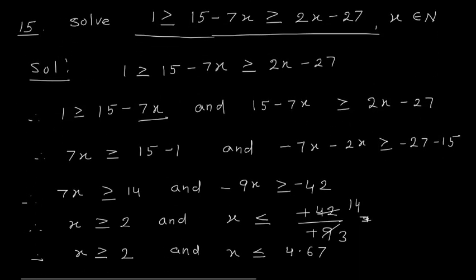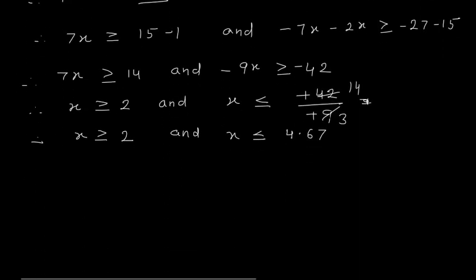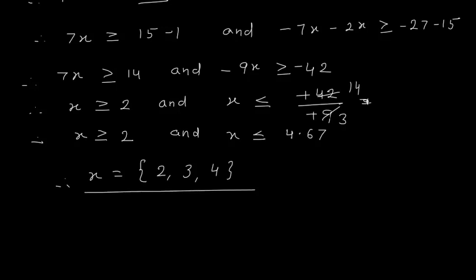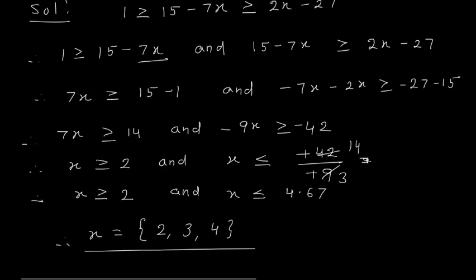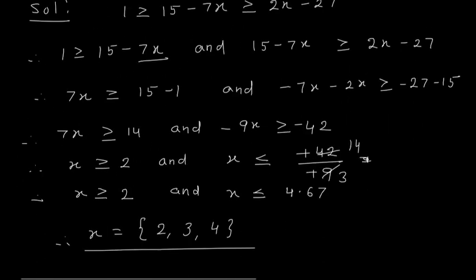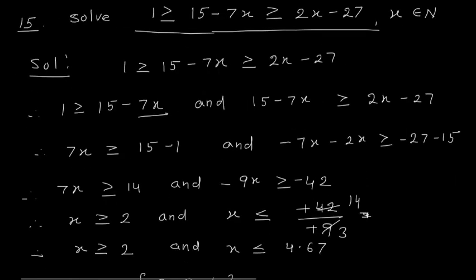In the problem it is given that x is a natural number, so x is greater than or equal to 2 and less than or equal to 4.67. So I have the values of x as 2, 3 and 4. So 2, 3 and 4 are the possible values of x. So x is 2, 3 or 4. Okay, simple. This is our 15th problem.